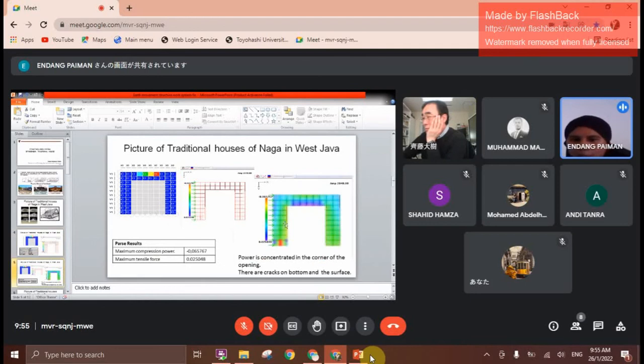After this, we can see there will still be a crack in the bottom, and still a crack on the surface. The maximum compression is minus 0.065, and the maximum tensile force is 0.025.